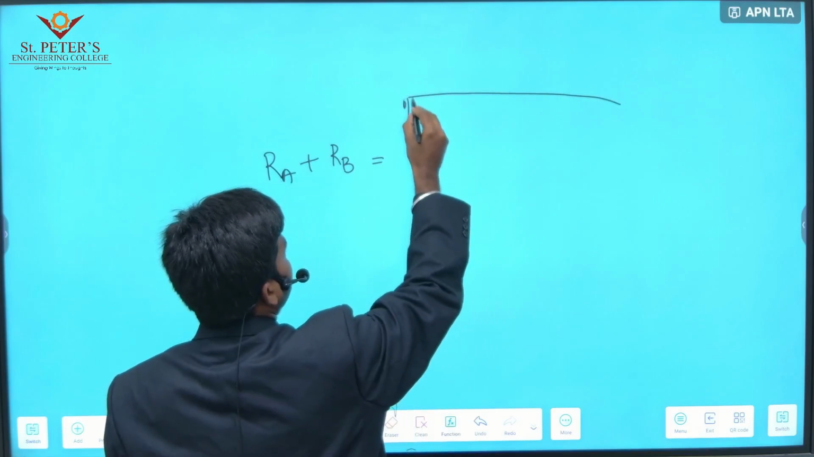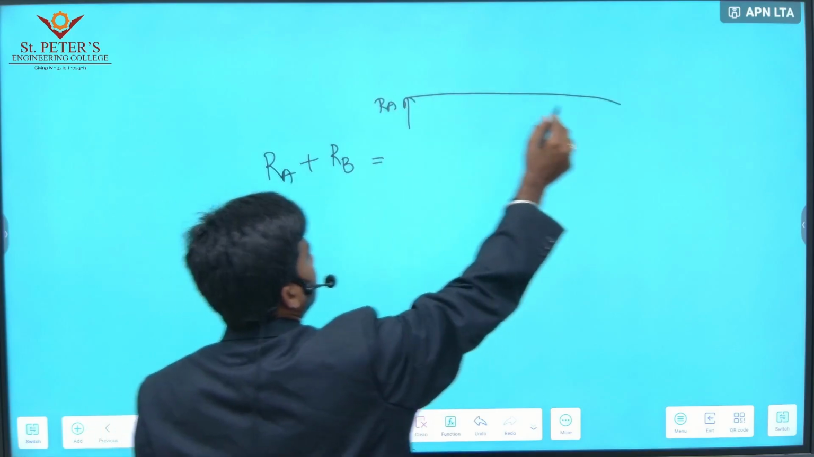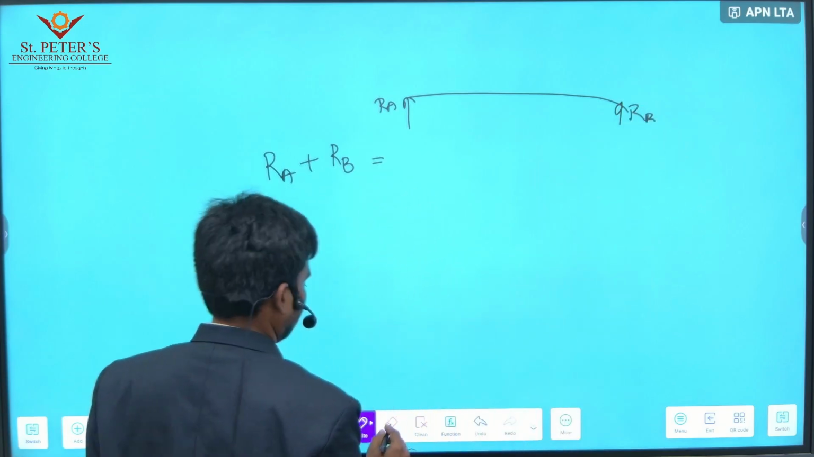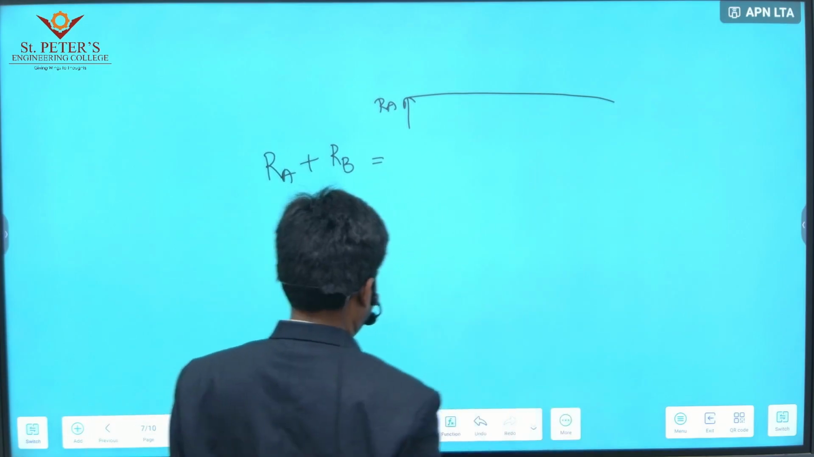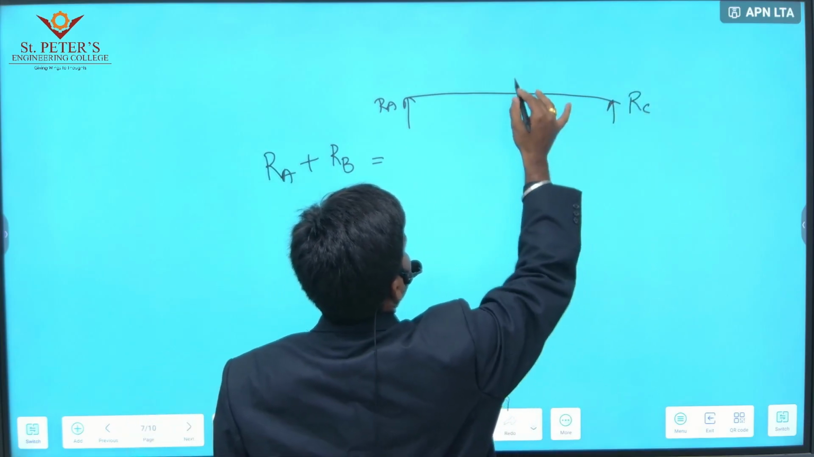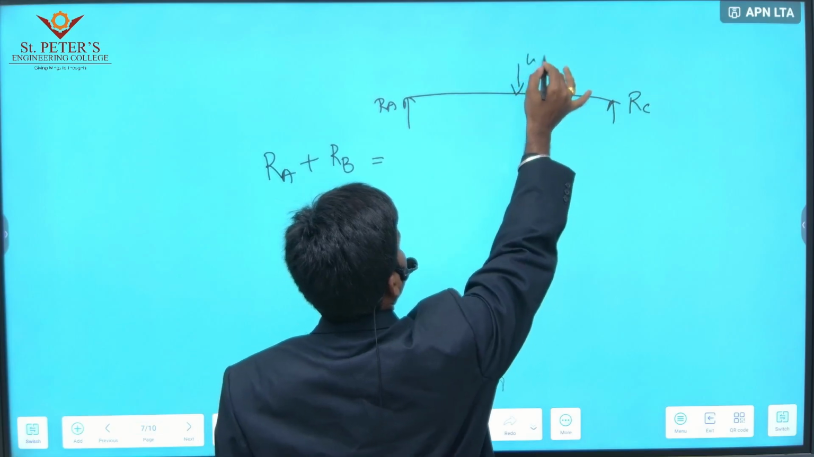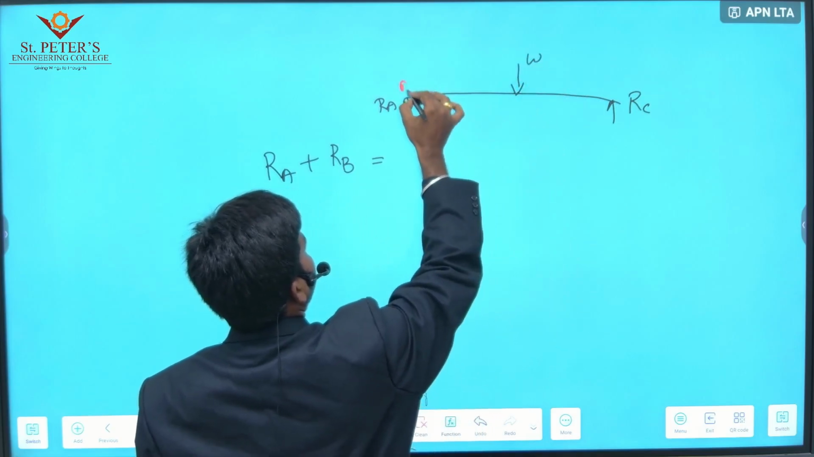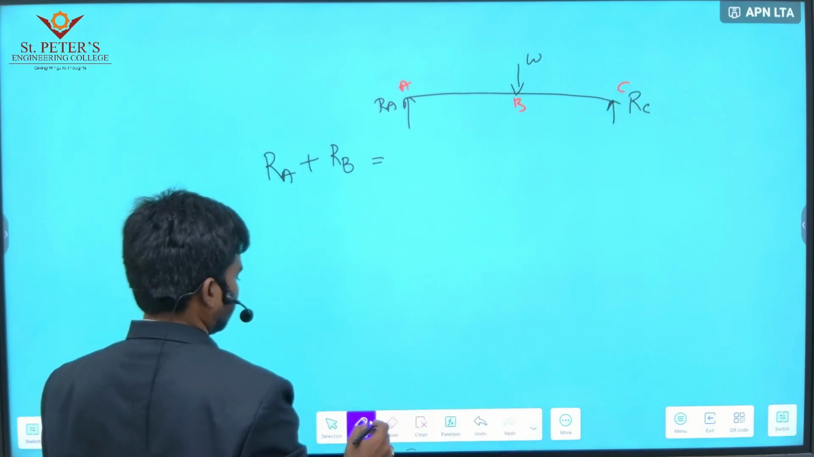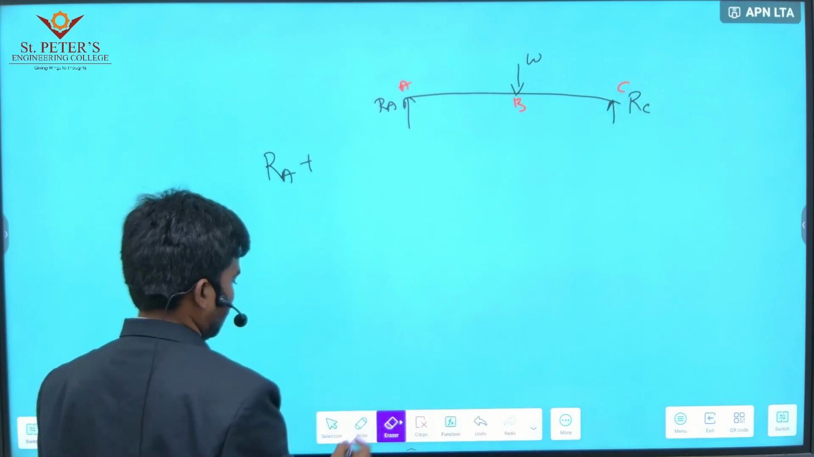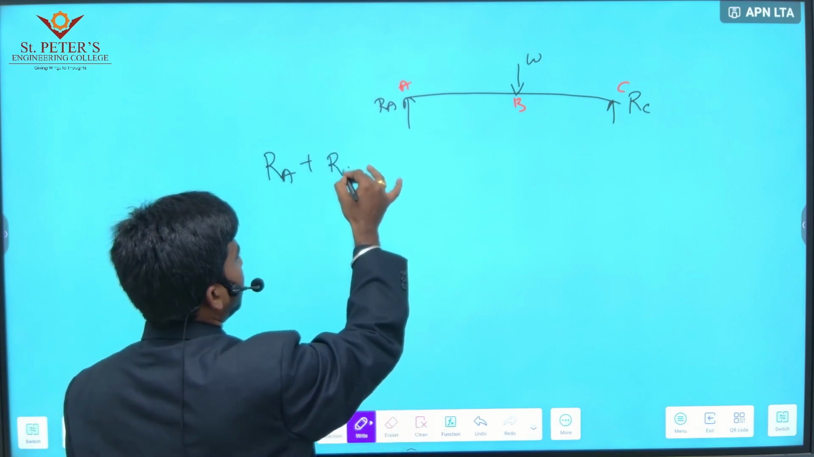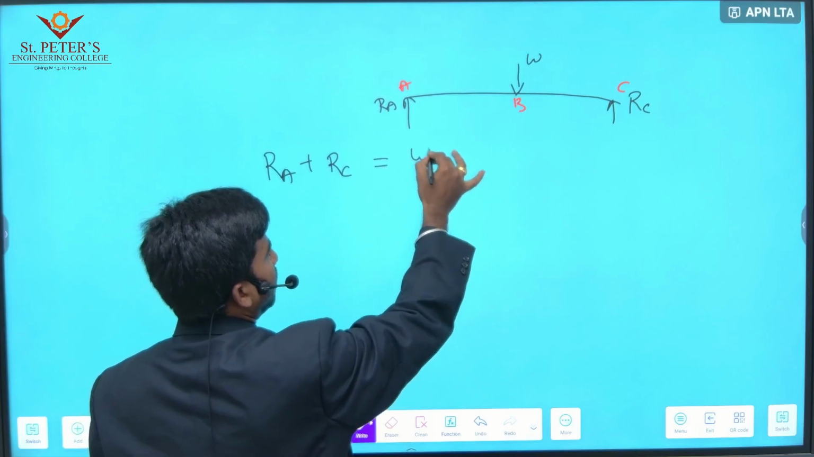The figure is, this is support point at A, this is support point at B. A point, B point and C point. Sum of upward forces equal to sum of downward forces. So RA plus RC equal to W.